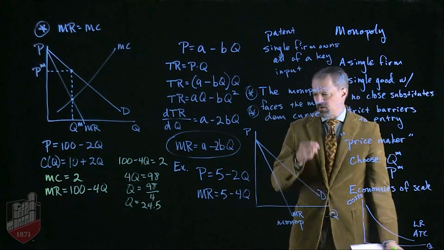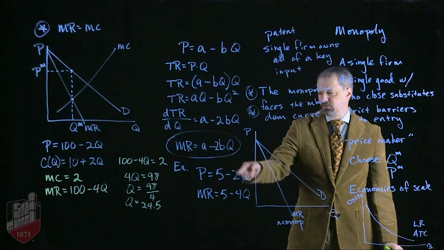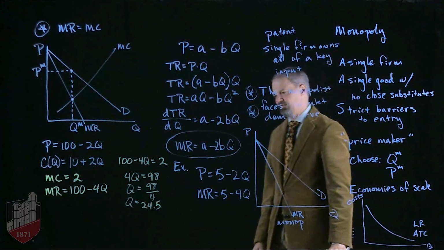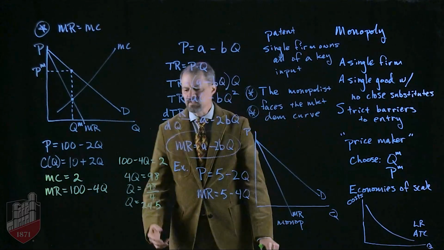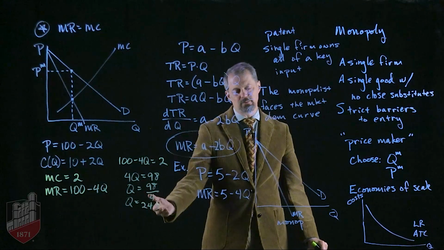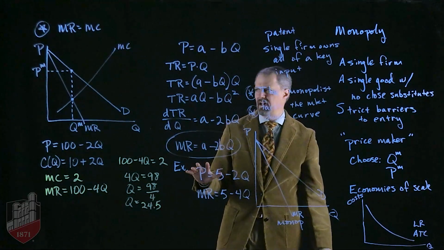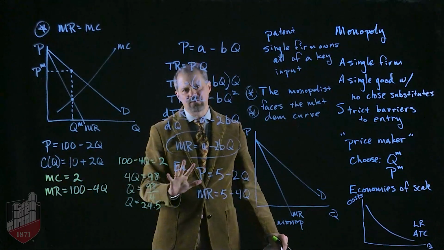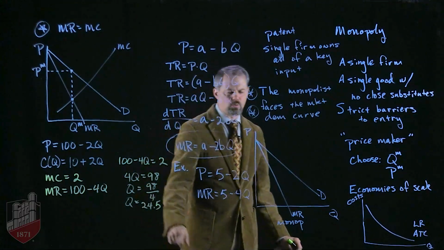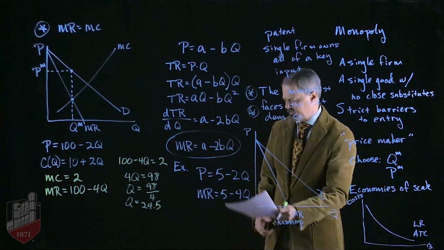This firm, in order to maximize its profit, would produce a quantity of 24.5 units. This is a good example where I've told you before, if you get something that's not an integer, don't worry about that. We're working with continuous functions here. And so there's no reason that those have to be integers.